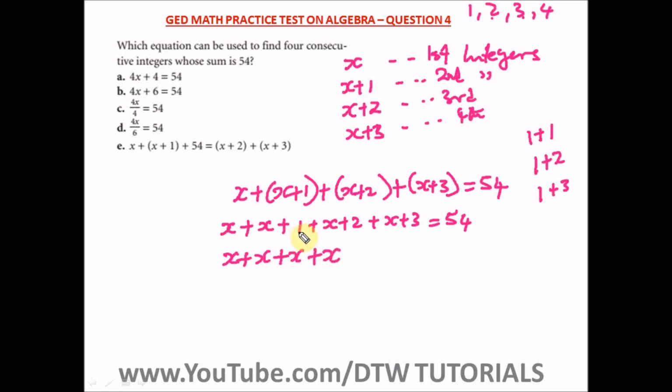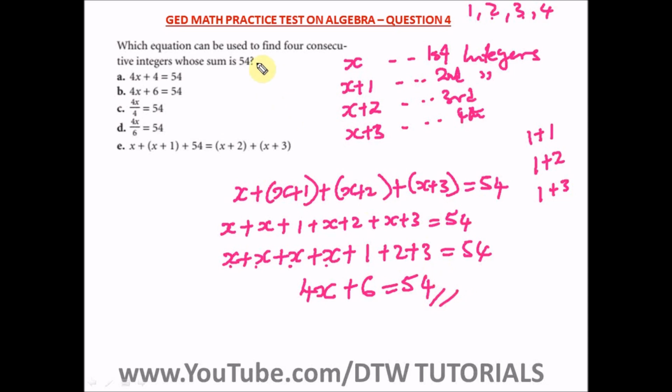Let me write this down. And let's group the numbers: 1 plus 2 plus 3 equal to 54. x plus x plus x plus x gives us 4x. 1 plus 2 is 3, and 3 plus 3 is 6. So we have plus 6 equal to 54. This is the equation that we can use to find 4 consecutive integers whose sum is 54. This is our right answer, and our right option here is option B.